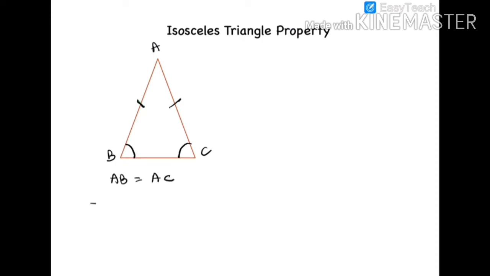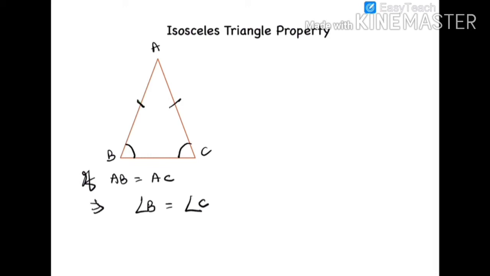Let's recall the isosceles triangle property. If we have a triangle in which two sides are equal, then the angles opposite to these two sides will also be equal. So in triangle ABC, AB equal to AC implies angle B will be equal to angle C. The angle opposite to AC is B and the angle opposite to AB is C.